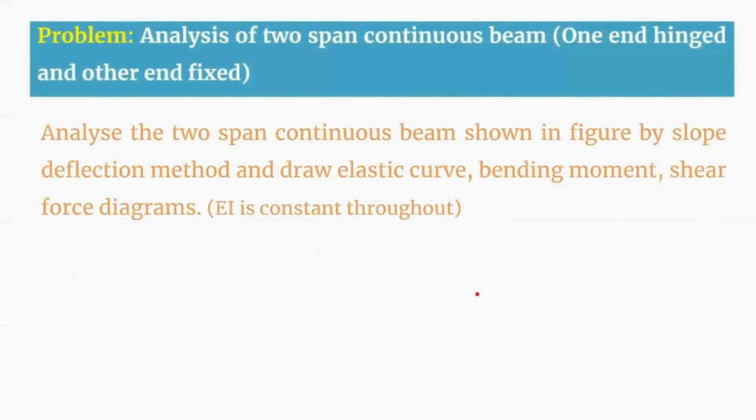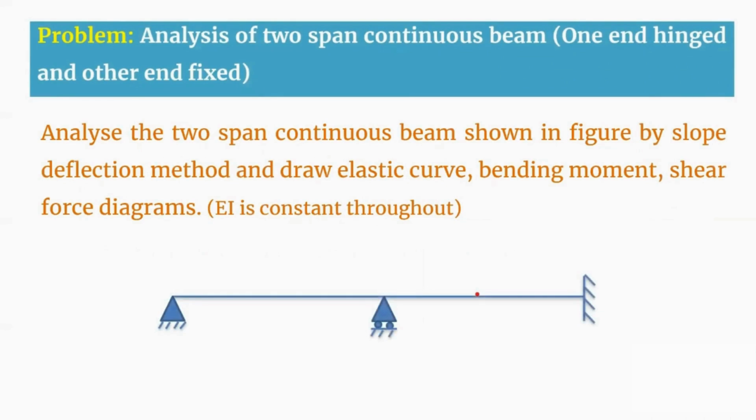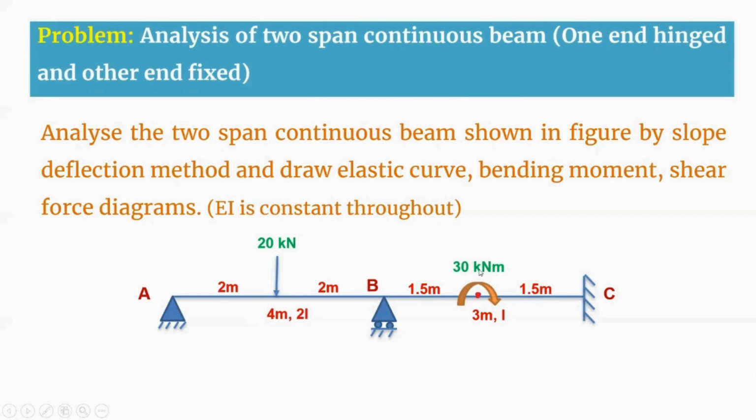Now coming to the problem. So here you are going to analyze a two-span continuous beam. So here you can see it is a two-span continuous beam ABC. And then you are having a loading of 20 kilonewton at AB span, whereas 30 kilonewton meter in BC span.